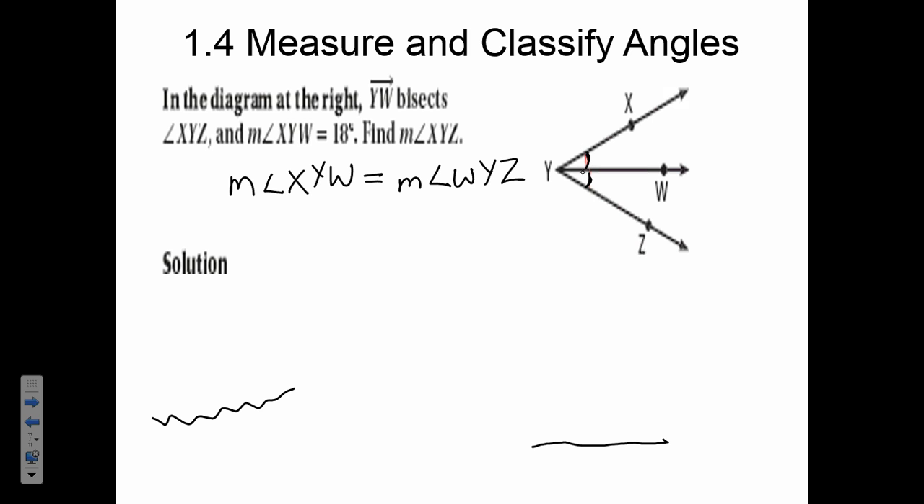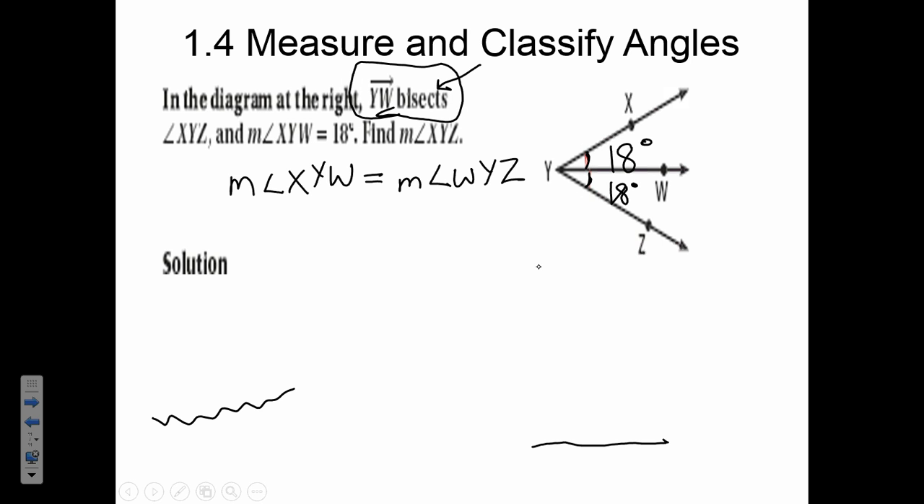So in the diagram at the right, we're told that YW bisects. Hopefully you understand what bisects means. YW cuts it in half. So instead of saying bisects, we could say cuts it in half. So if XYW is 18 degrees, then I know for a fact that this one would have to be 18 degrees as well.